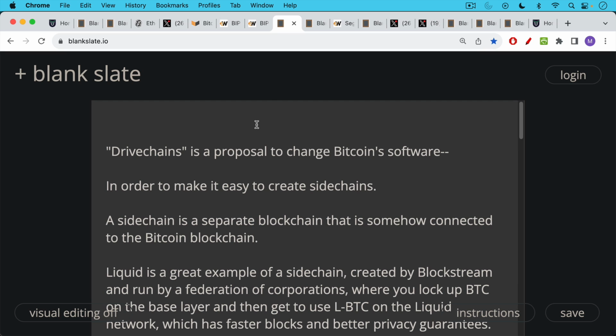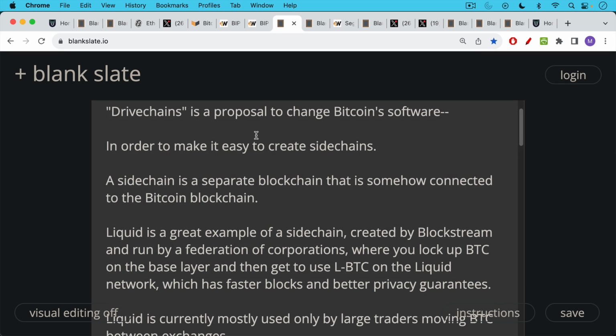So what is Drivechains? Drivechains is a proposal to change Bitcoin software in order to make it easier to create what are called sidechains. And a sidechain is just a separate blockchain that's somehow connected to the Bitcoin blockchain. A well-known example of a sidechain is Liquid, for example. This was created by the company Blockstream.